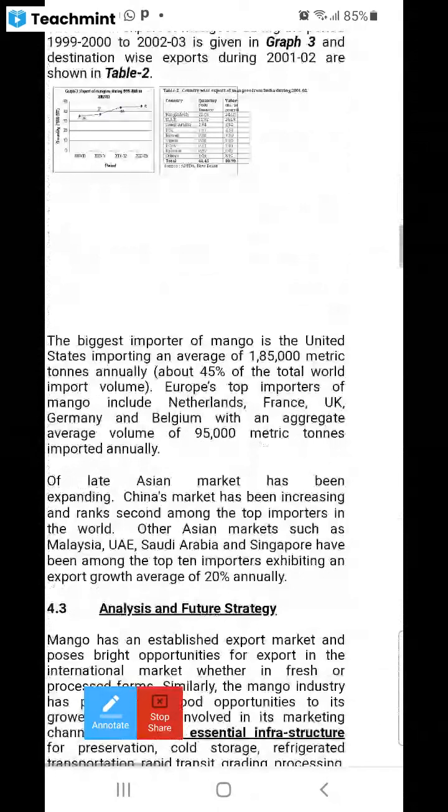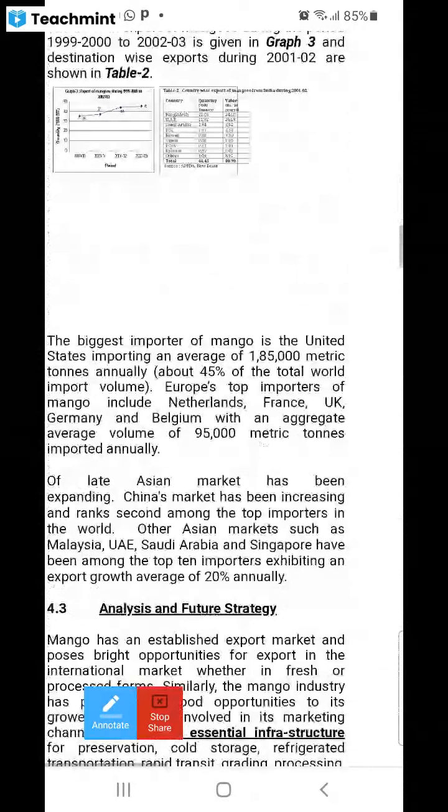Next is the propagation method of mango. There are two types of methods: sexual method or asexual method. The sexual method shows high variation and even a crop of inferior varieties. Next is the asexual method. Asexual method means true to type and early production, and commercial mango is propagated asexually. There are three types of grafting used in the propagation method: approach grafting, winter grafting, or the stone grafting. These three types of grafting are used in the propagation.